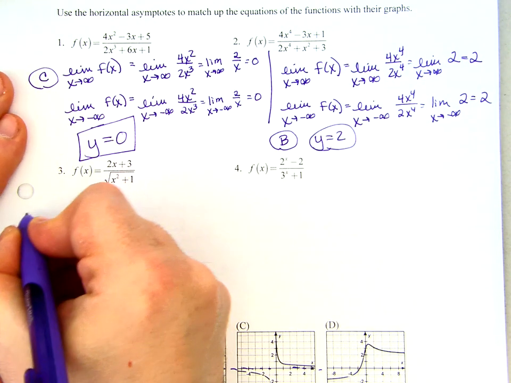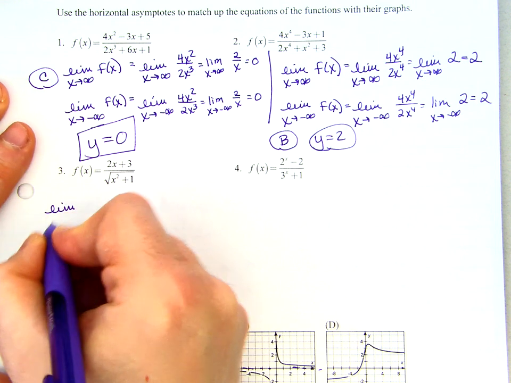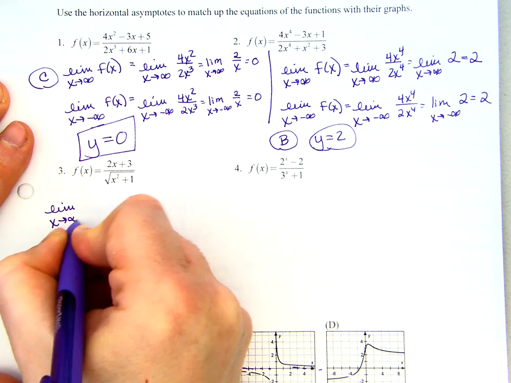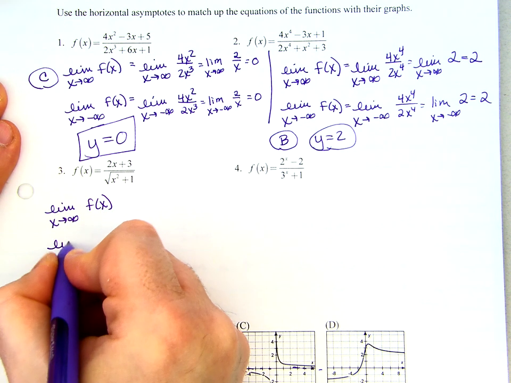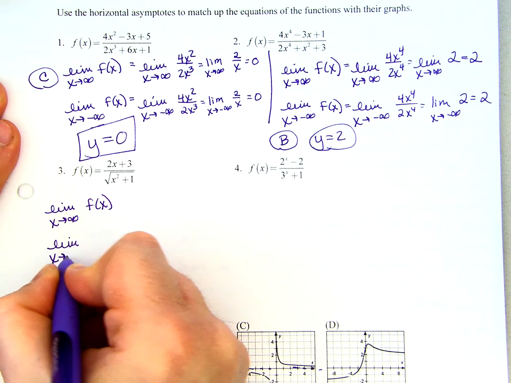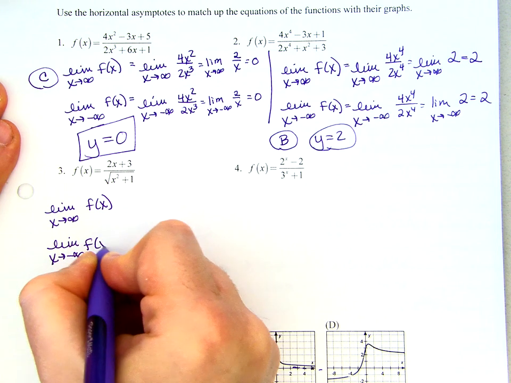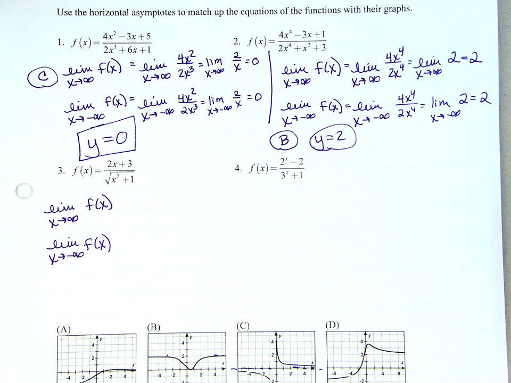Number 3, we're going to go set up our two limits. Actually, I think you can take a moment and deal with this one. This goes back to our variations about how we deal with square roots. Try number 3.